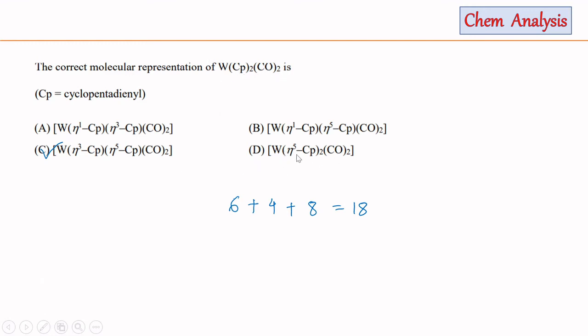And for the last case, we can also see that here the tungsten is containing 20 electrons, since 2 Cp ligands are contributing 10 electrons, and tungsten and carbonyl ligands contribute 10 electrons. So as a whole there are 20 electrons around the metal center. But according to the 18 electron rule, the metal center tries to contain 18 valence electrons in a complex. So option C is the correct answer.